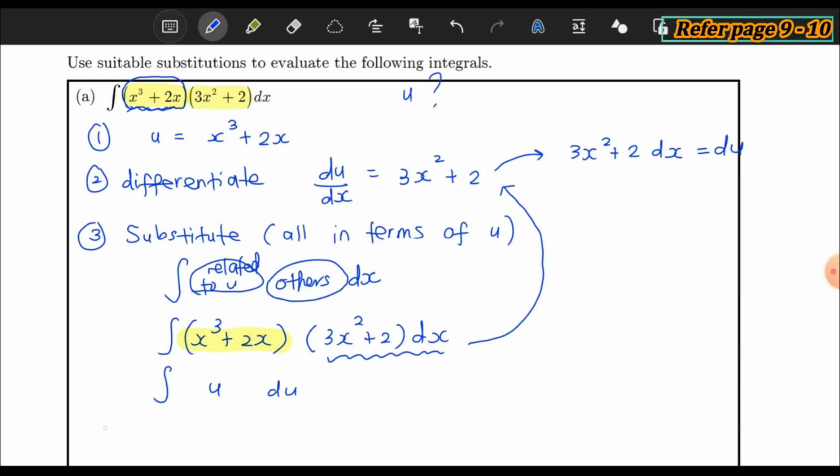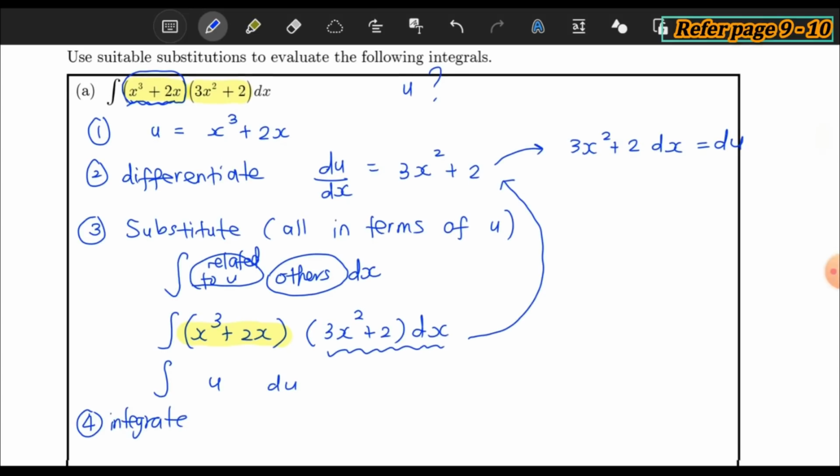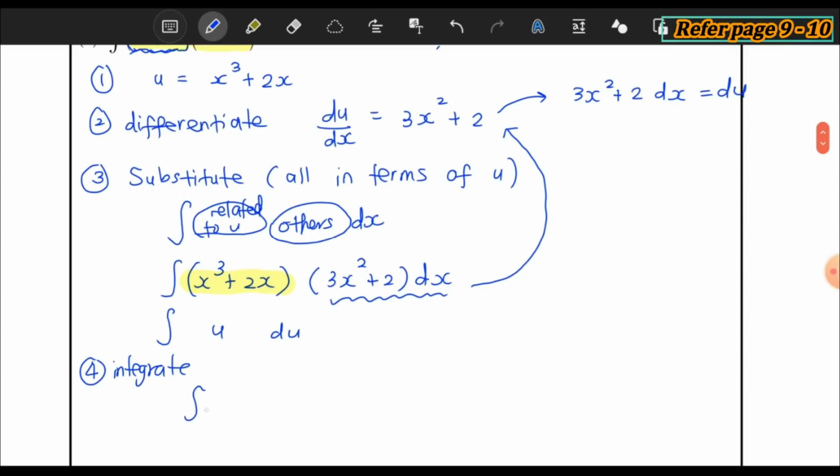Okay? Next, step number 4, we need to integrate. We have integrate u du. The answer will be u squared over 2 plus C.